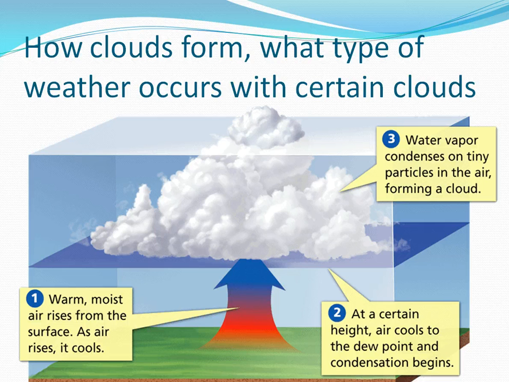Remember, those are the very, very small droplets. The water vapor condenses onto tiny particles in the air, forming the cloud. These tiny particles can be anything from other water droplets to dust particles that have made their way up there from dust storms and things like that as well.